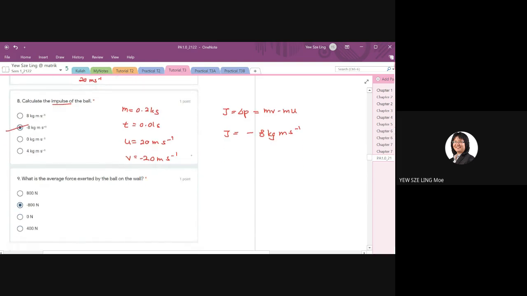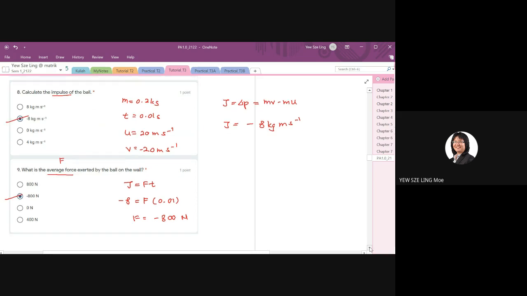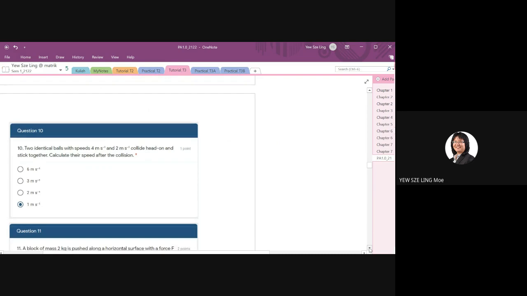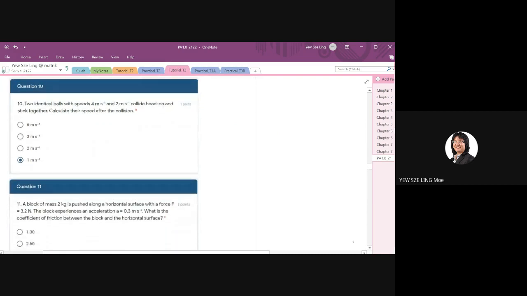And then once you have it, calculate the average force. So now you want to calculate F. So how to calculate F? Since you have J, you have t. So we know J equals Ft. Okay, J is negative 8, F times t, 0.01 second. So F is equal to negative 800 Newton. Okay, so you have the answer in B. So this is just a very simple question where you can straight away get the answer from one equation.